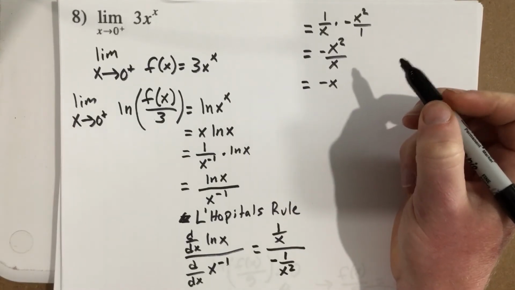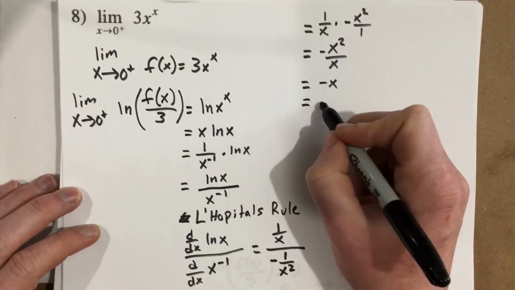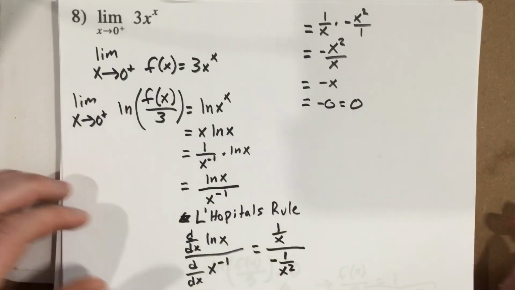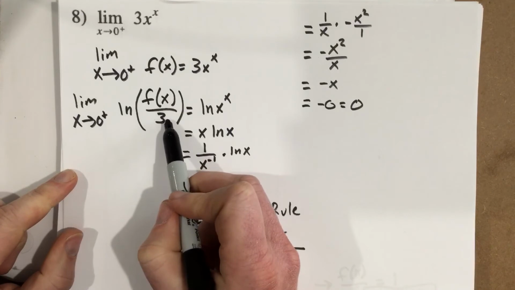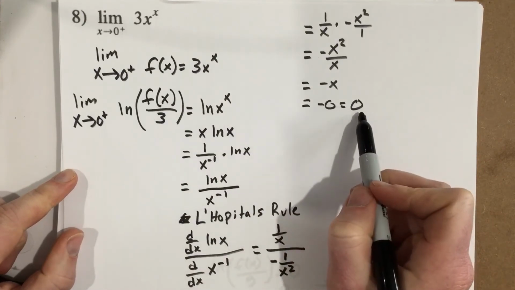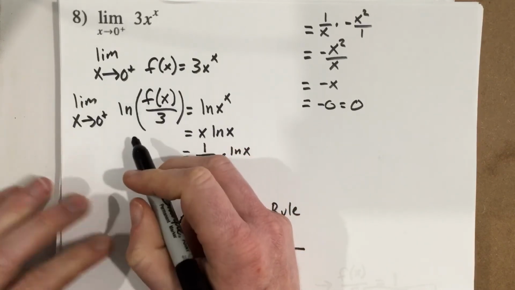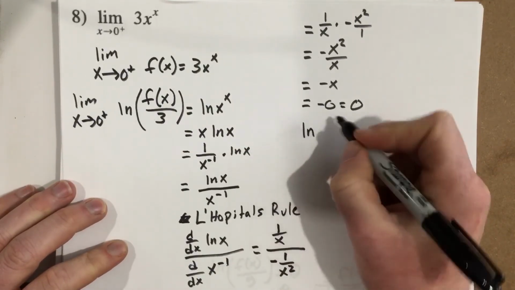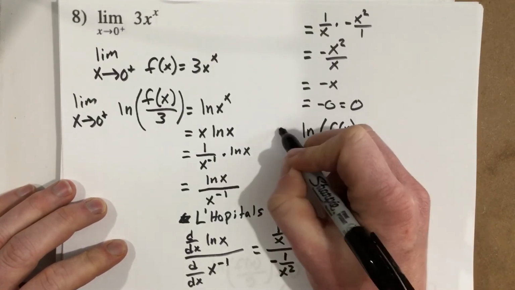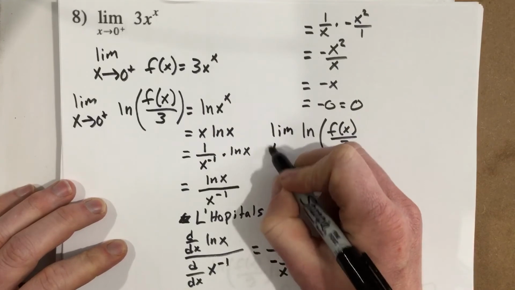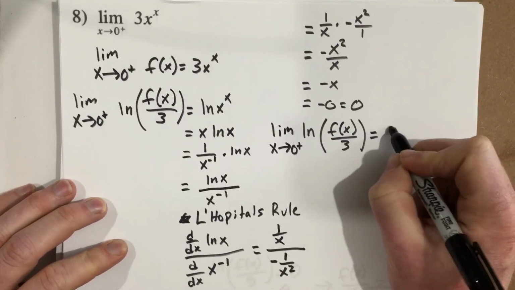Now remember, I'm trying to find the limit as x approaches 0 from the right. I plug in 0, end up with negative 0, which is 0. So for the natural log of f of x over 3, its limit is 0. But I want to know what the limit of f of x is. So let's write this: the limit as x approaches 0 from the right of the natural log of f of x over 3 equals 0.